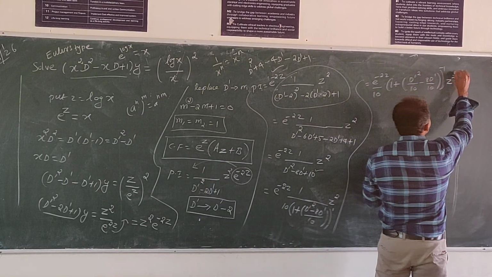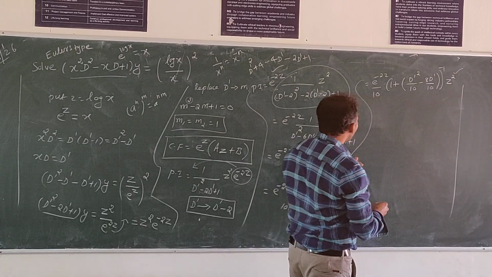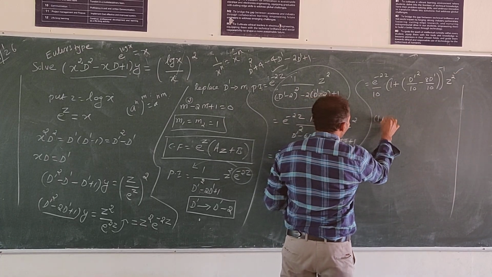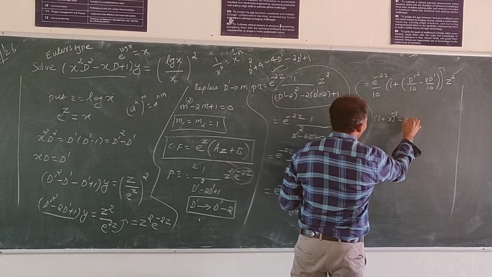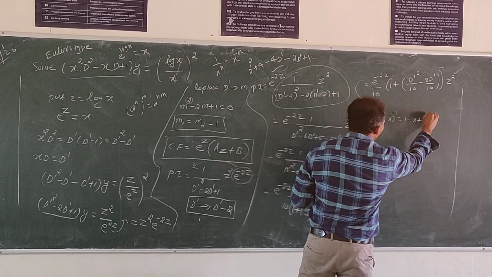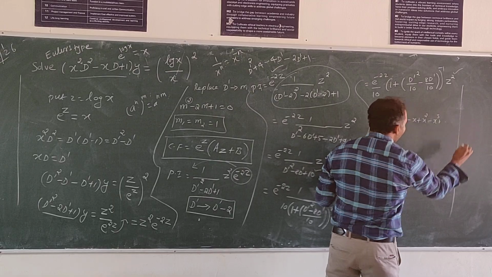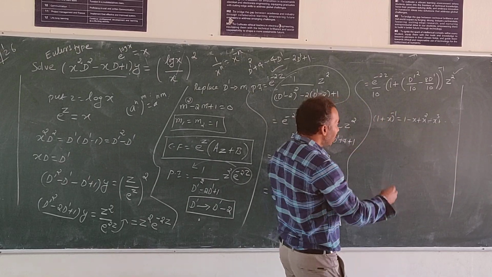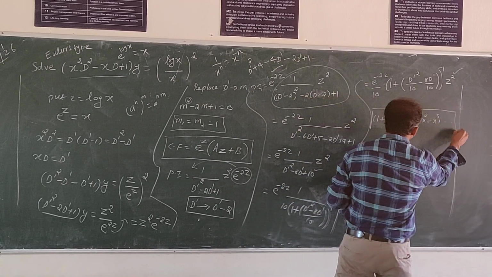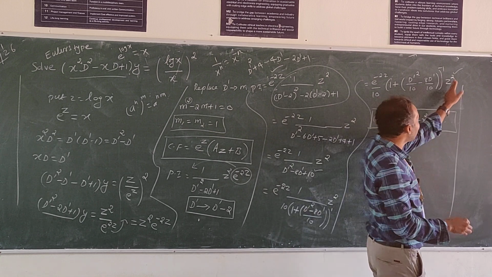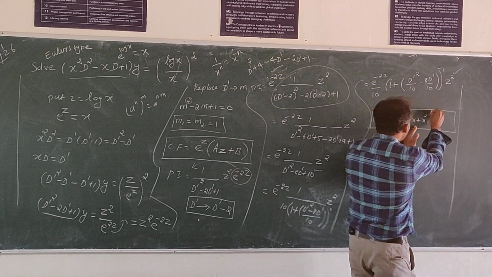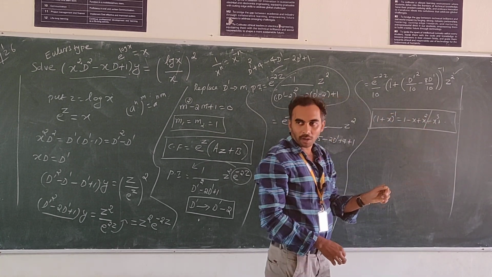Here what is the square term? 2. What is the expansion? 1 plus x inverse equals 1 minus x plus x square minus x cube plus etc. Is it not? This is a binomial expansion. Here what is the power? 2. So we have to stop up to this.